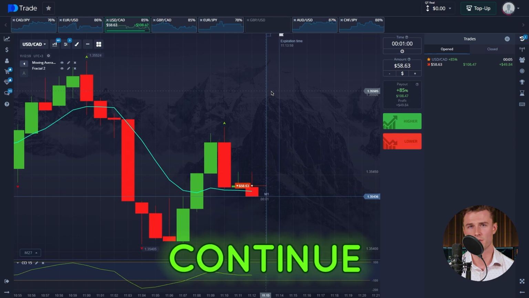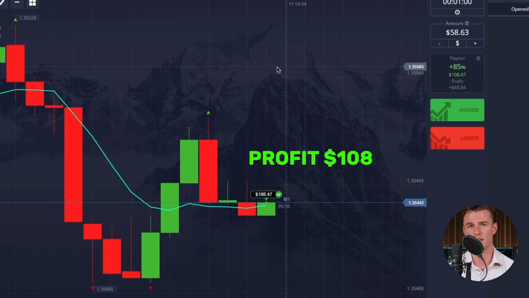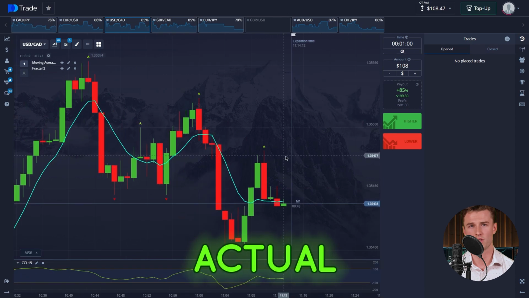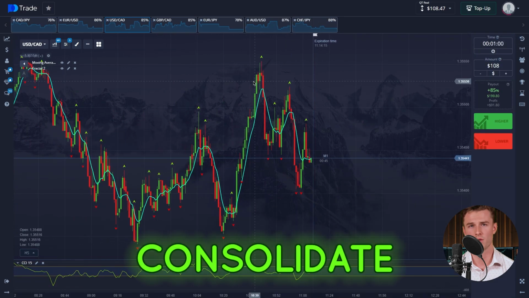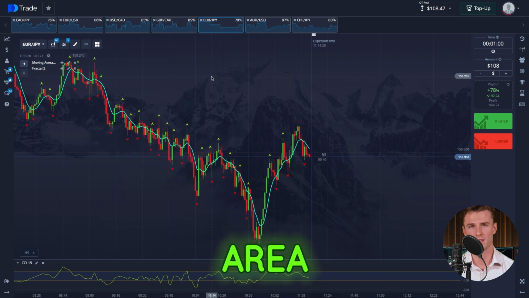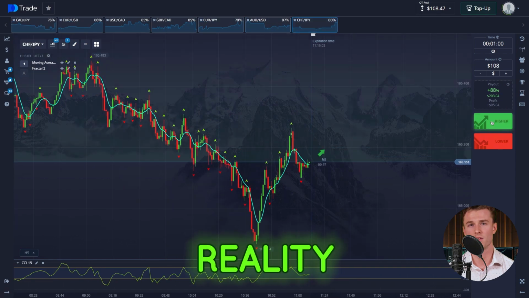But we will continue and pick up the next currency pair. Here we're going to open a down trade as well. We're going to open again in the direction of the actual trend. We're going to consolidate the result of the last trade, highlight the working area, and highlight the downward dynamics in the current reality.